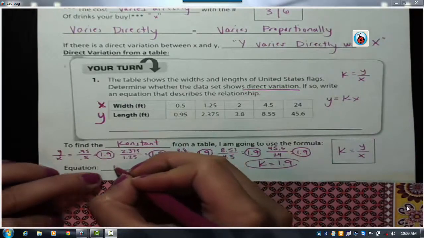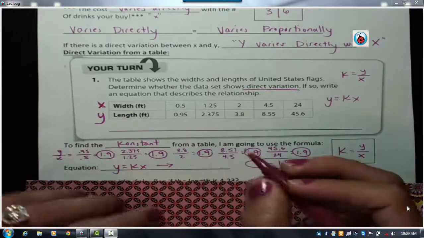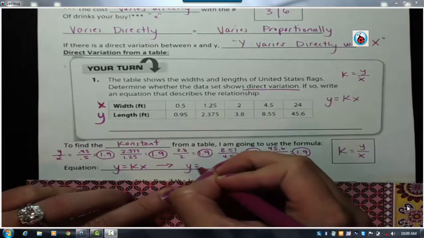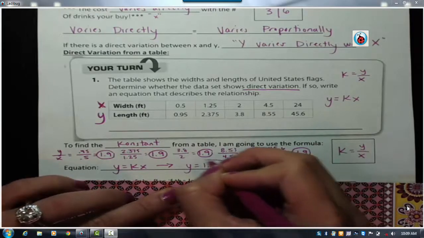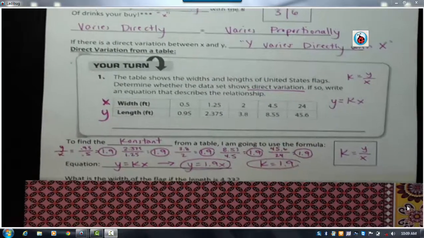Remember, my formula is written as y is equal to k over x. So all I have to do is substitute 1.9 in for k. So my equation is going to be y is equal to 1.9x. This equation can work for that table and if I can find anything else related to this problem.